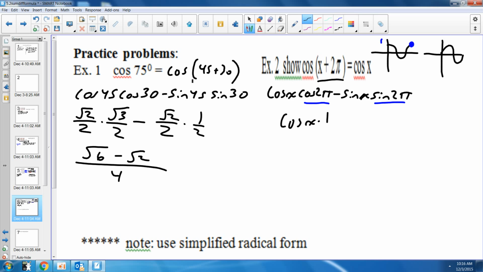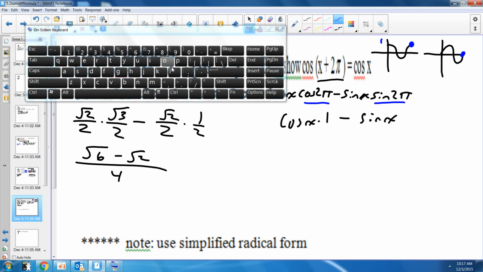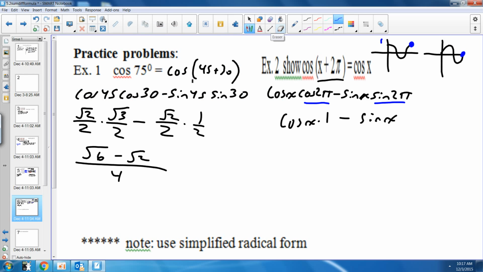Cosine x times 1 minus sine x, sine of 2 pi. Sine of 2 pi is right here. That is equal to your y value of 0, which means that this is going to be times 0. That becomes 0. You're just left with cosine x equals cosine x at this point. So you're able to prove that if you're adding or subtracting pi times 2, or 2 pi, you get the same value.